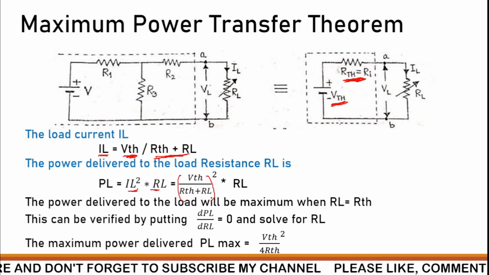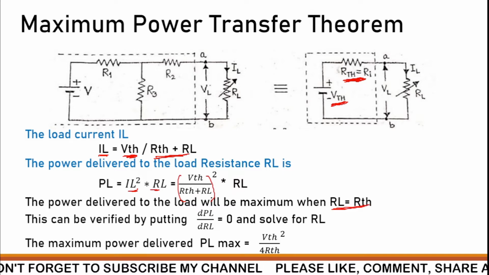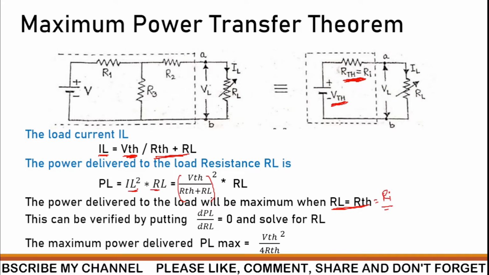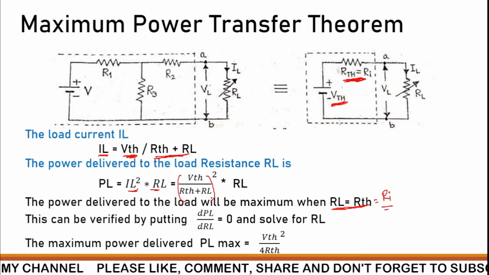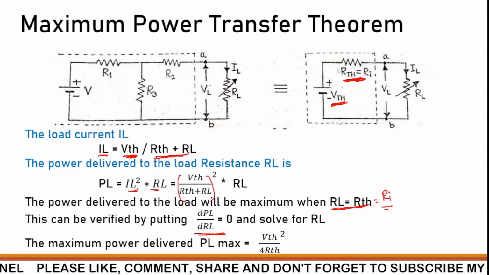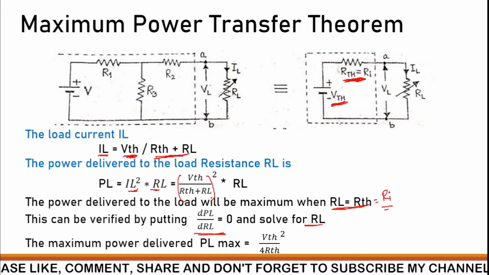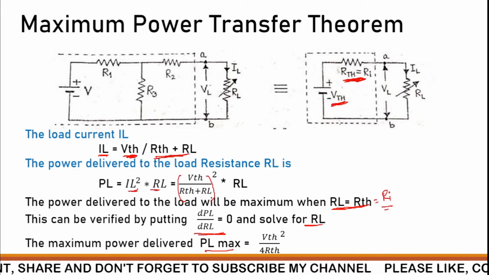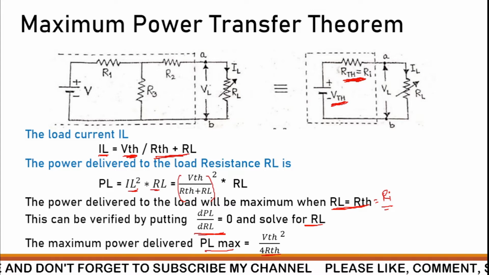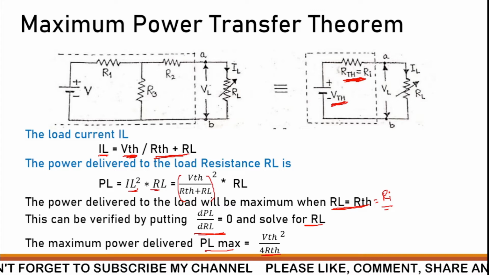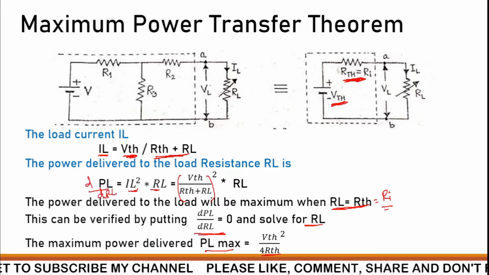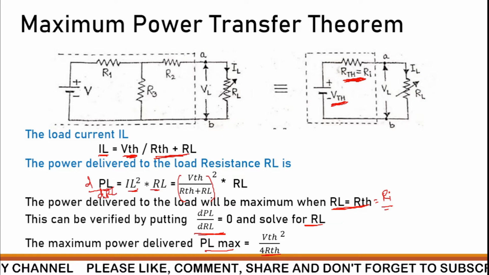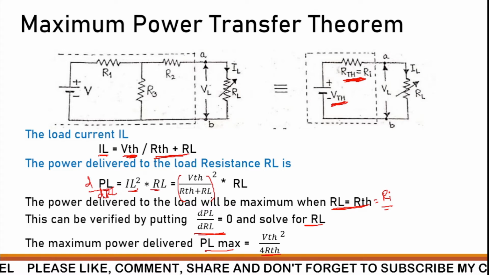Now the power delivered to the load will be maximum when RL and RTH are the same, or we can say RI, that both these resistors are the same. This can be verified by taking the derivative of PL with respect to RL equal to 0 and solving for PL. You can see the maximum power delivered, PL max, can be calculated as VTH square upon 4 RTH. Where we have taken the derivative of this particular expression with respect to RL, we are getting a value VTH square upon 4 RTH.